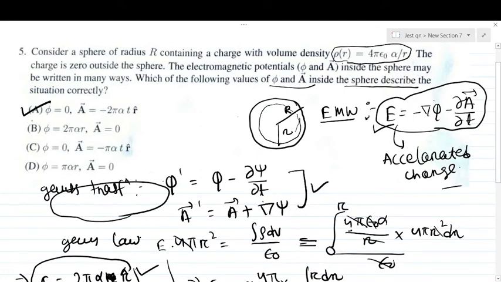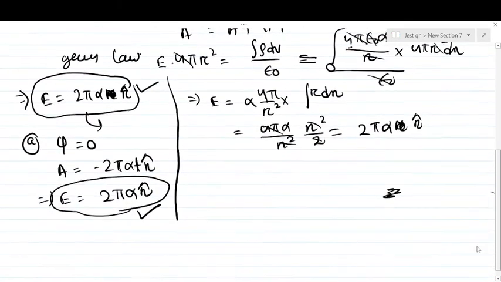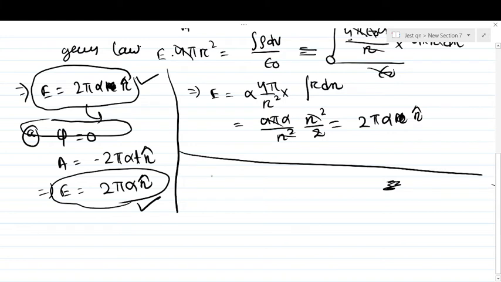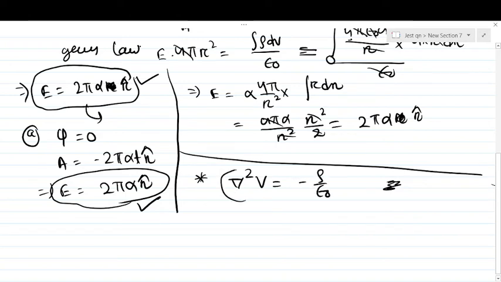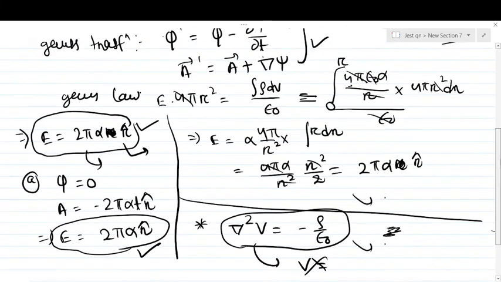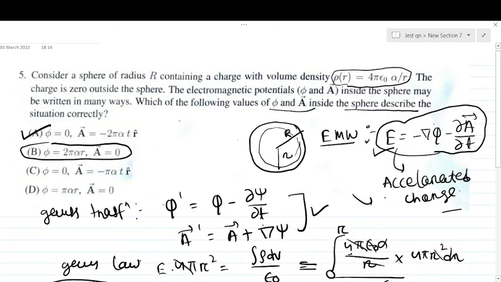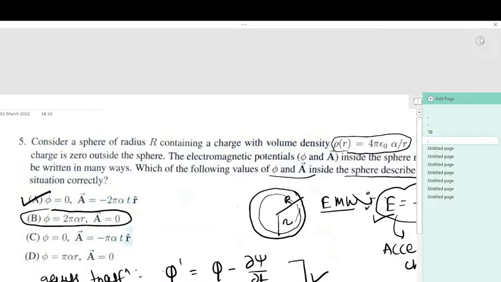But if you calculate phi first by using the Poisson equation, I am saying another also, if you calculate first minus rho by epsilon, then we will not get the similar expression of the electric field E, as we get. So option A will be the answer. Okay, let's go to the next question.